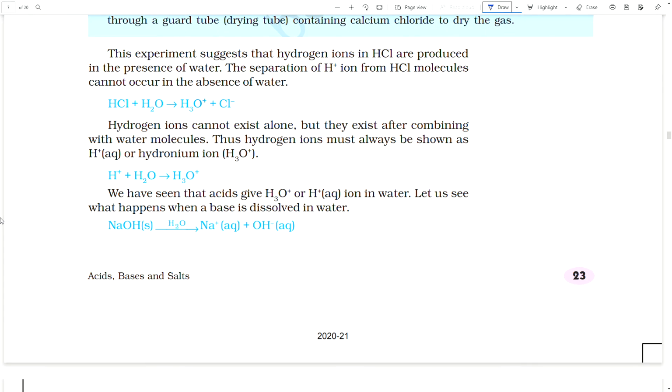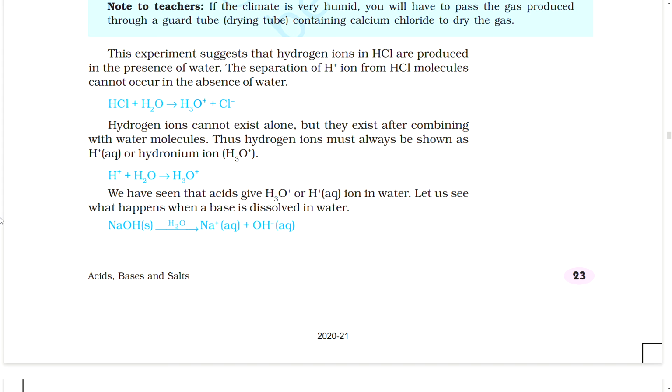This experiment suggests that hydrogen ions in HCl are produced in the presence of water. The separation of H+ ion from HCl molecules cannot occur in the absence of water. HCl + H2O → H3O+ + Cl-. Hydrogen ions cannot exist alone, but they exist after combining with water molecules. Thus, hydrogen ions must always be shown as H+(aq) or hydronium ion H3O+. H+ + H2O → H3O+.